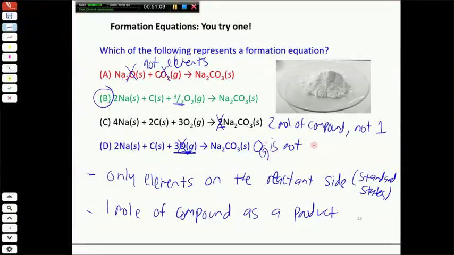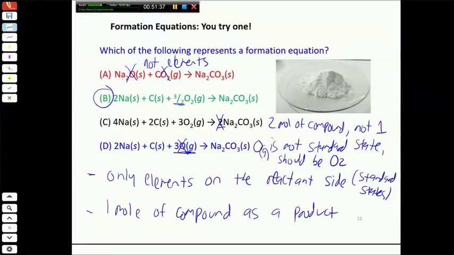So oxygen gas is not the standard state. It should be O2. I'll just write this out so you can understand the reasons why choices A, C, and D are not correct formation equations. Choice A does not have elements as reactants. Choice C has 2 moles of compound being formed. It should only be 1. And then choice D has 1 of the reactants in a non-standard state, monoatomic oxygen as opposed to O2.